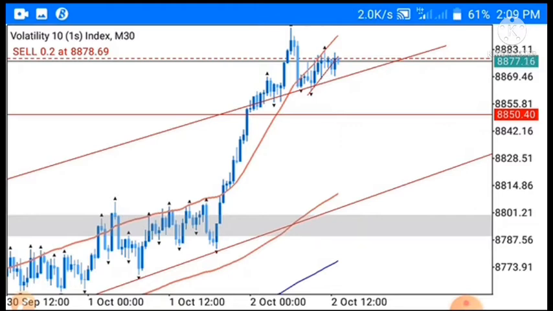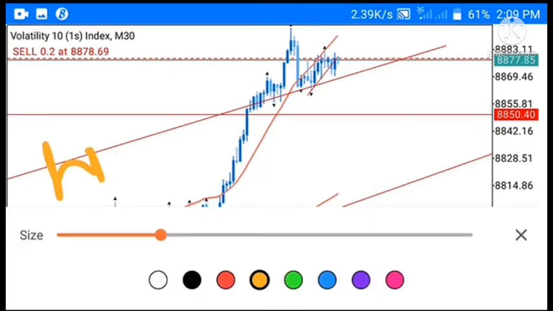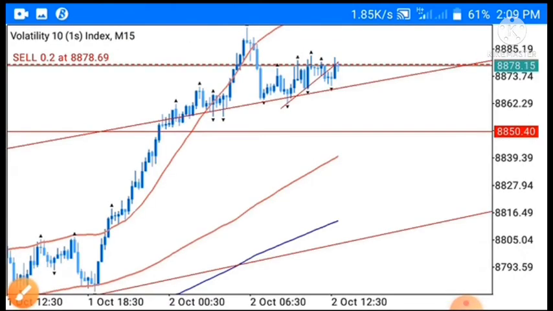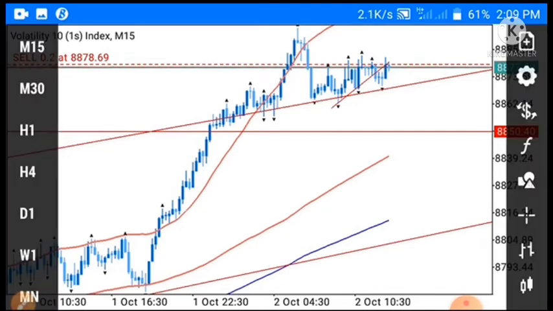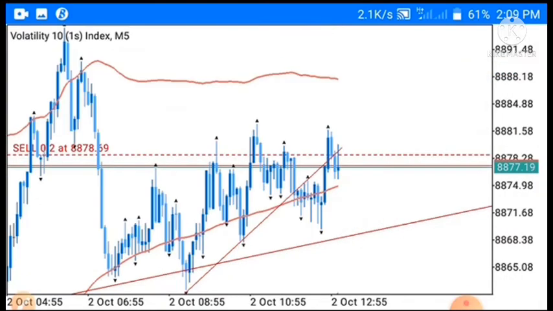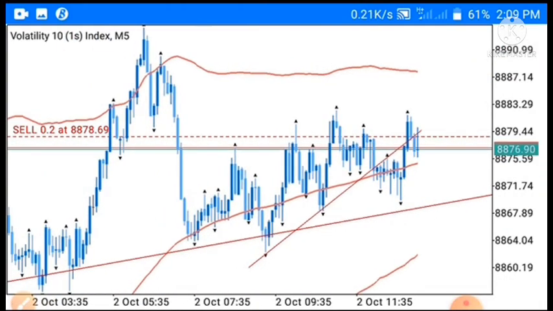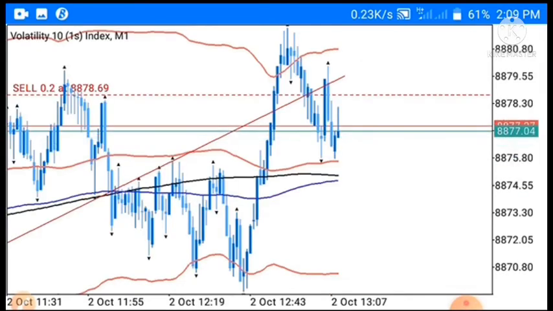Okay, I can't see anything clearly other than waiting for this trend line to break. Okay, there should be a solution. Let me go back to 15 minutes. I can see a whole lot of accumulation up there. Okay, let me go back to 5 minutes. I can't see this clearly. Okay, let me go back to 1 minute. Now this is the 1 minute time frame.